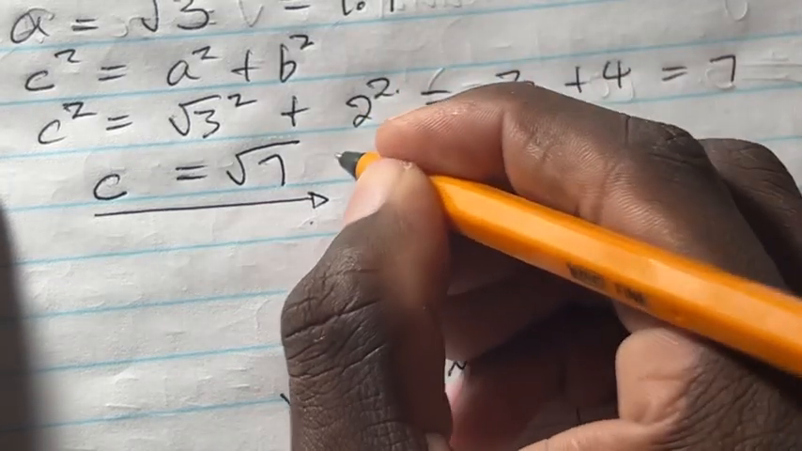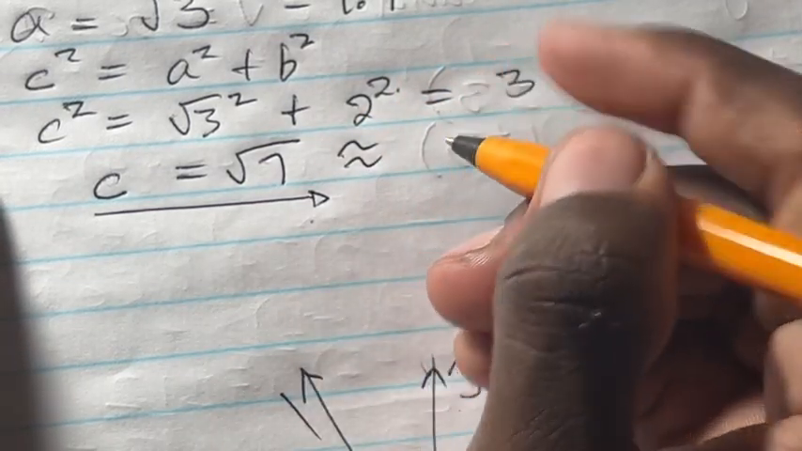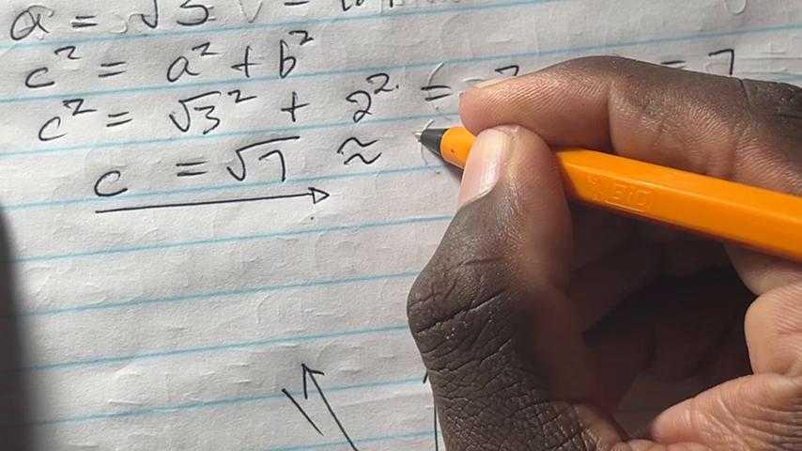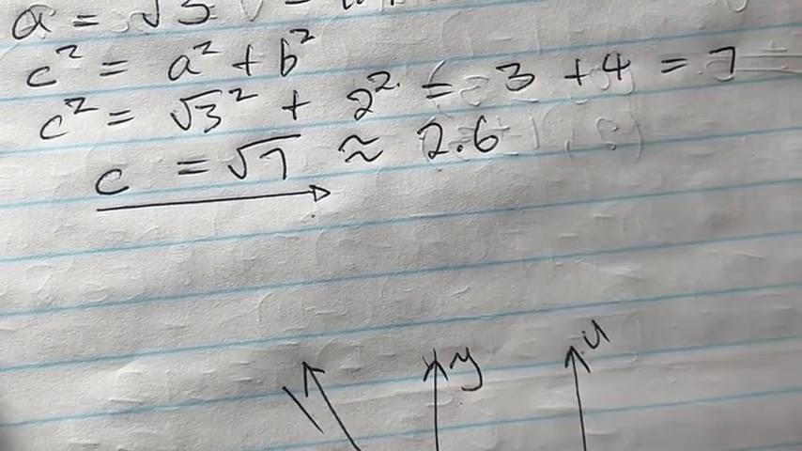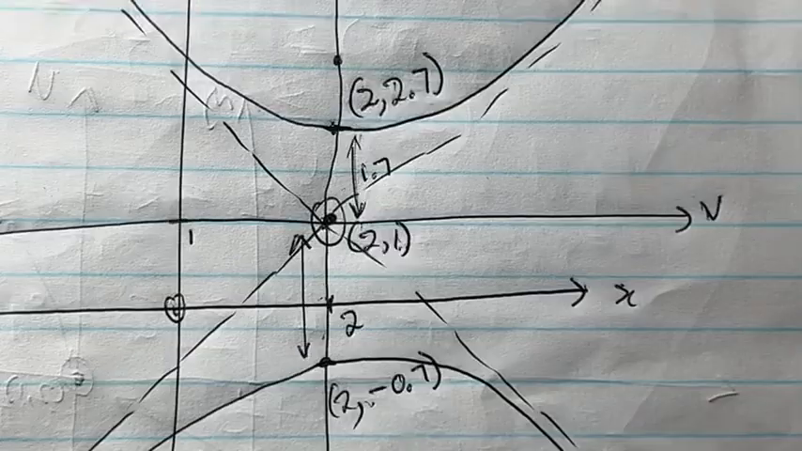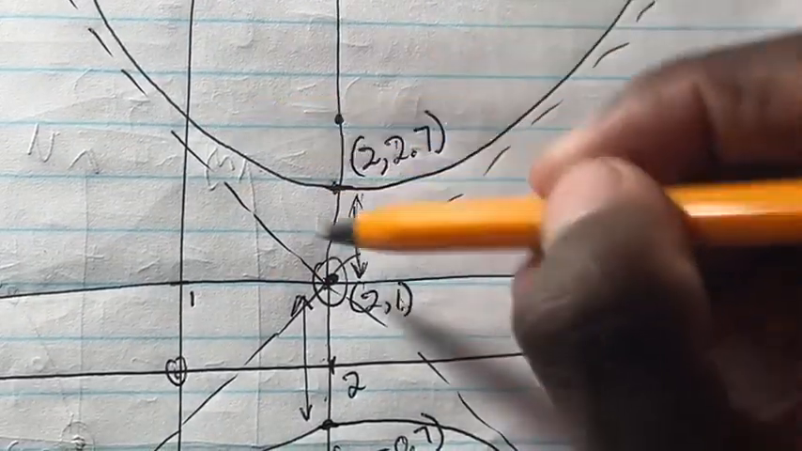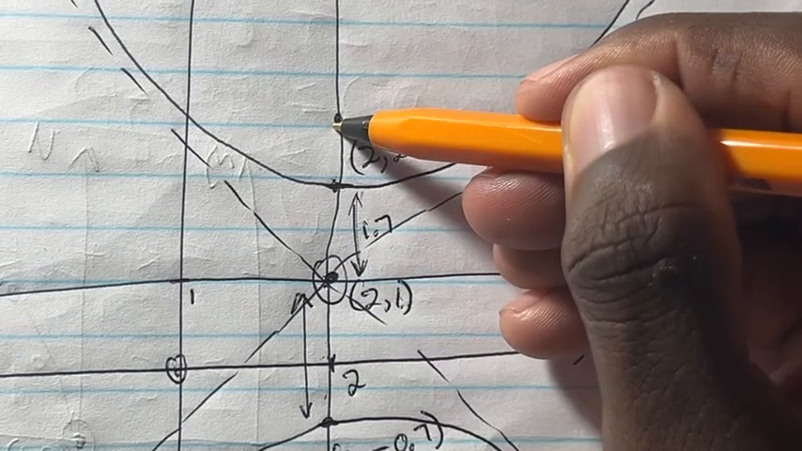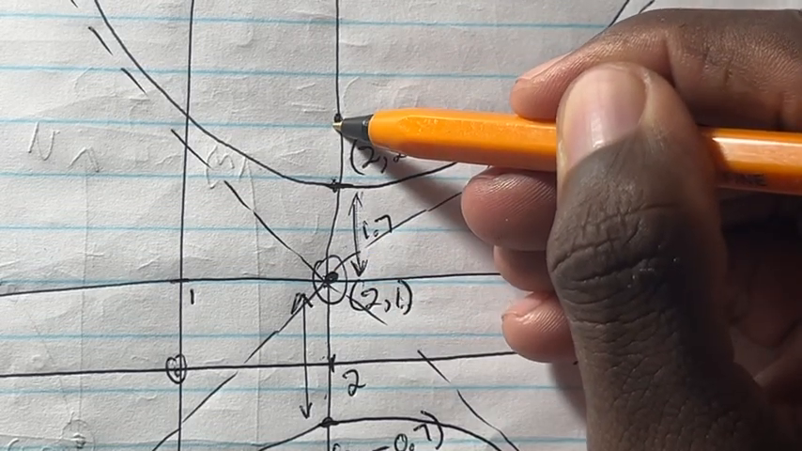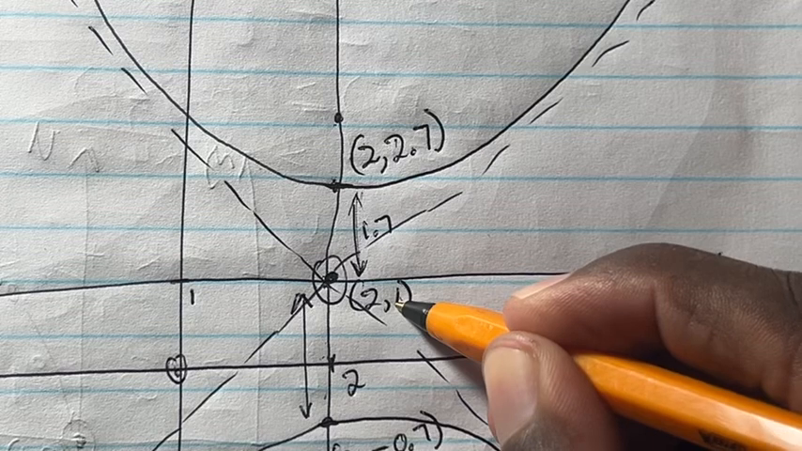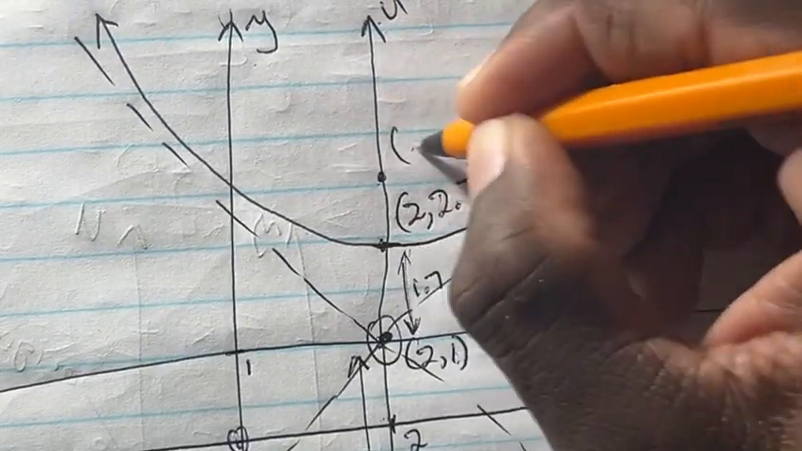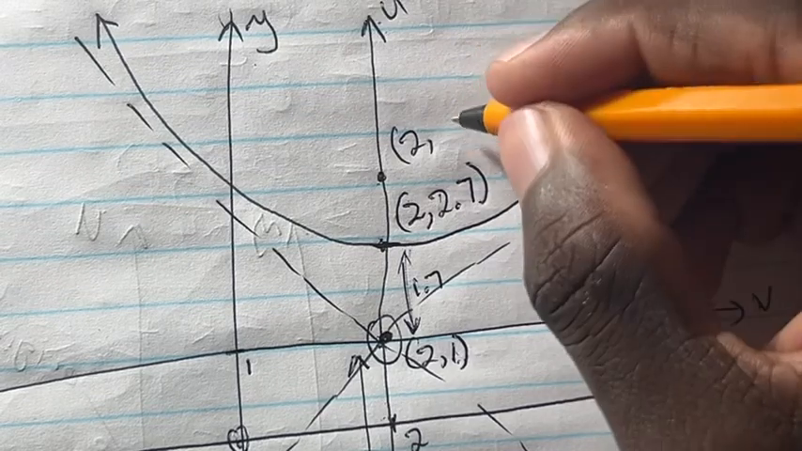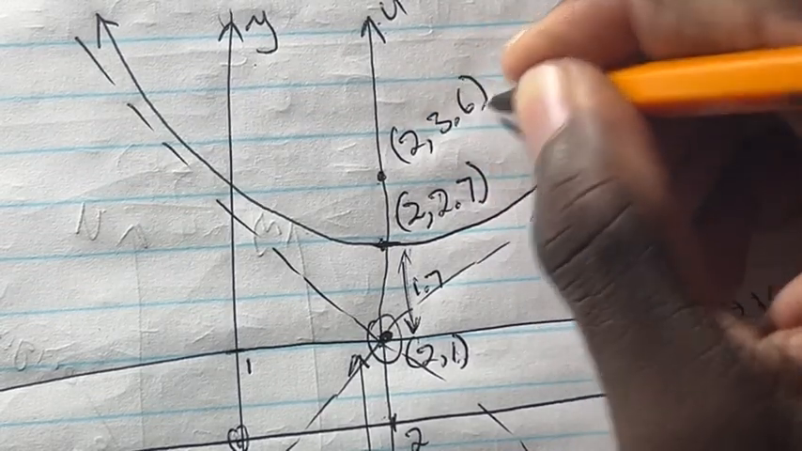Square root of 7, we were given an approximation on the question, and we said it's 2.6. That's the distance from the center to the focus point. So from here up to the focus point, the difference is 2.6. So just take this one and add 2.6, and you have your thing. So you have a 2 and a 3.6.